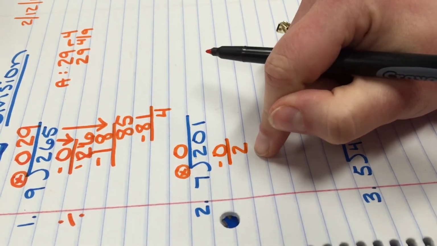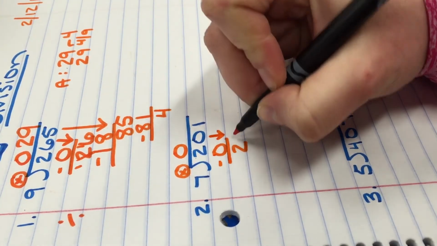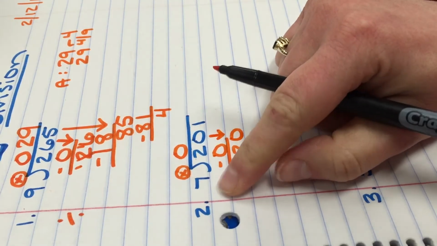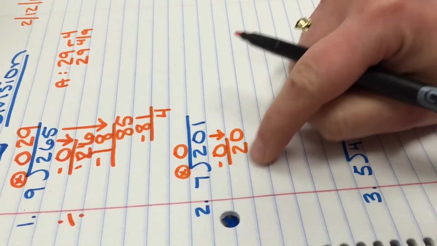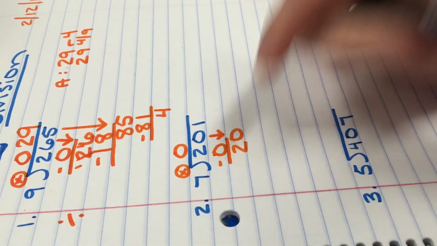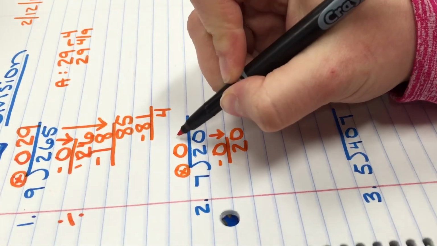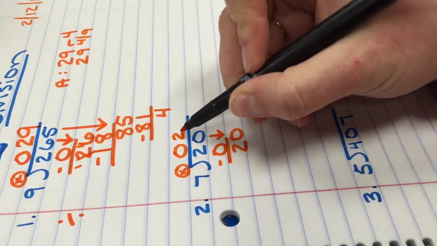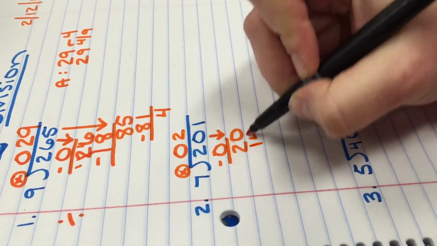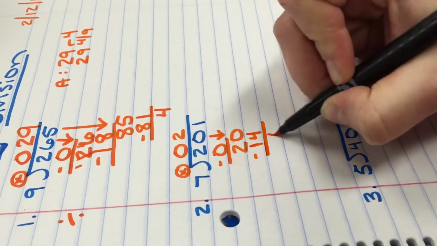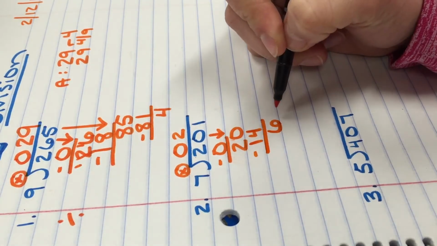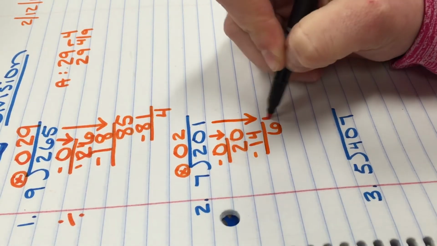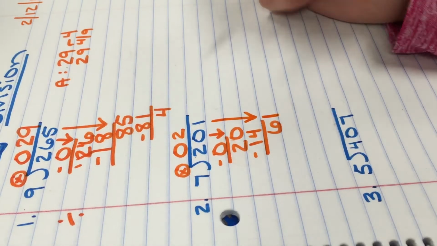7 cannot go into 2, and so we need reinforcements. Now I'm looking at 7 into 20, not 7 into 0, but we're looking at this whole number of 20. That would be 2 times. 2 times 7 equals 14. I am subtracting to get 6 left over. 7 can't go into 6, so I did it properly, bringing down the 1 for reinforcements.